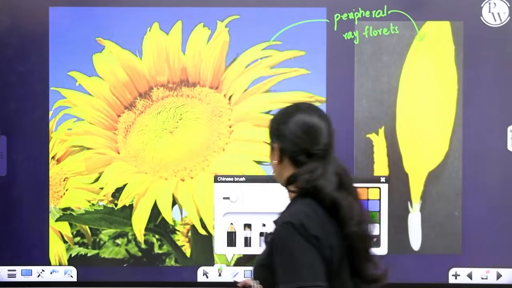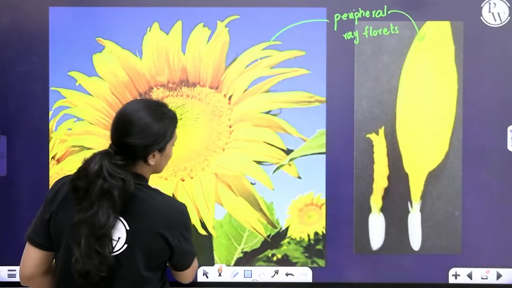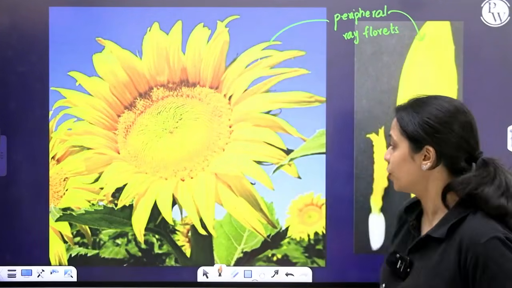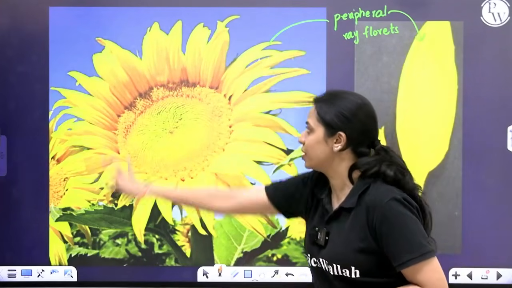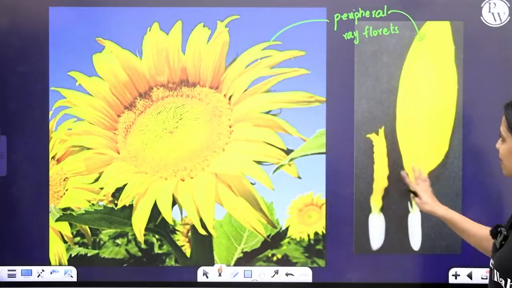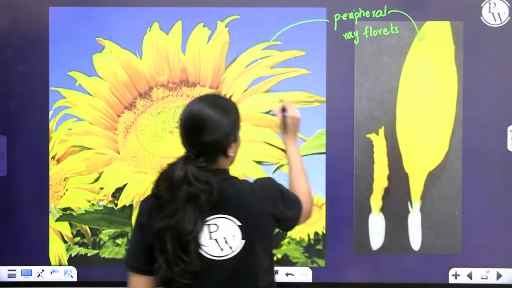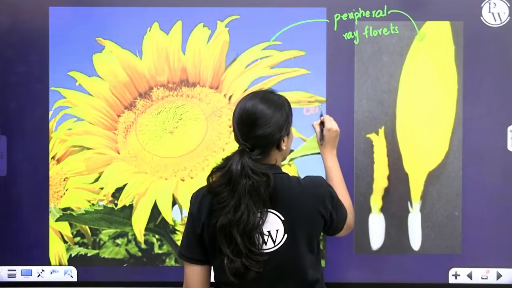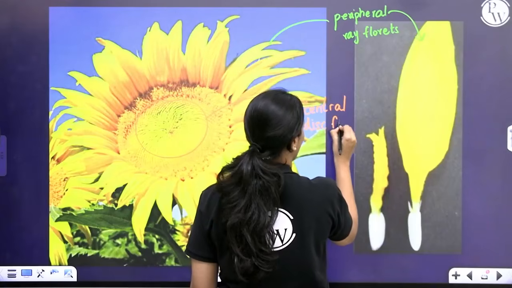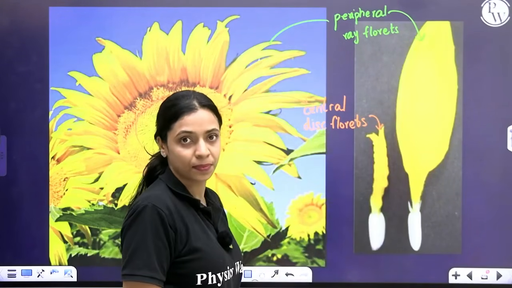Why are we calling it ray floret? Similar to how sun rays are like this, the ray florets also appear similar to sun rays, so you call it the ray floret. What you thought of as the petal of this flower is actually a petal of just this floret. So these are present peripherally. What do we have in the center right here? These are present centrally and you call them disc florets.